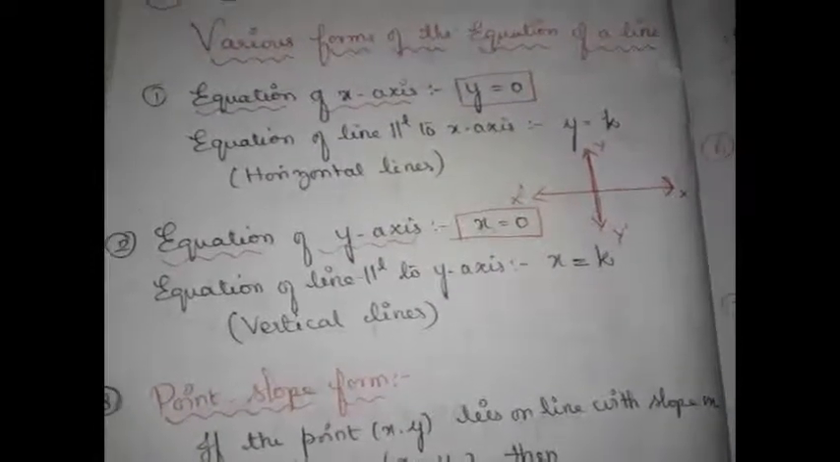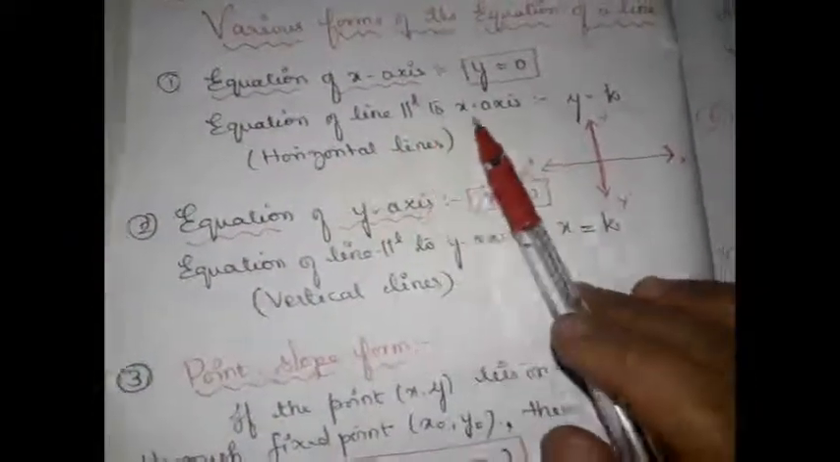Before we get into the problems, I wish to give a quick recap about the various forms of the equation of a line, which means all the things we learnt yesterday. First, what is the equation of the x-axis? The equation of the x-axis is y equal to 0. The equation of the y-axis is x equal to 0, and the equation of a line parallel to the x-axis is y equal to k. The equation of a line parallel to the y-axis is x equal to k.